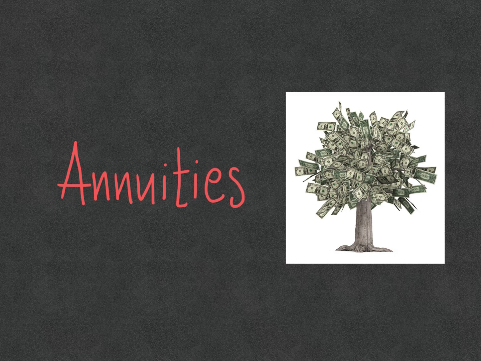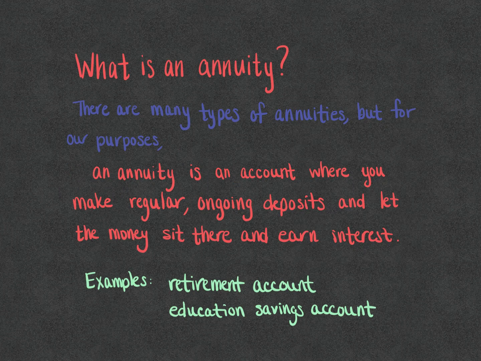In this video, we will be discussing annuities. There are many types of annuities, but for our purposes, we are going to consider an annuity to be, in general, an account where you make regular, ongoing deposits and you let the money sit there earning interest. The two examples that we will talk about most often are retirement accounts and an education savings account.